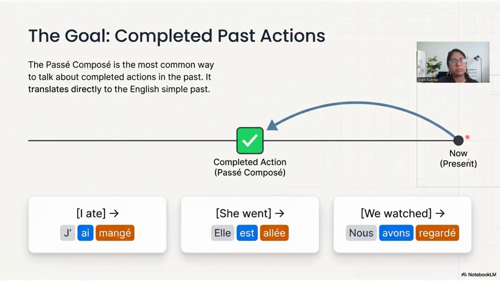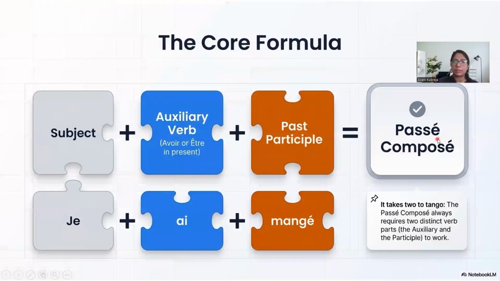A completed action in the past is passé composé. For instance, I ate, she went, we watched. This is passé composé, actions completed in the past. Now, what is the formula?